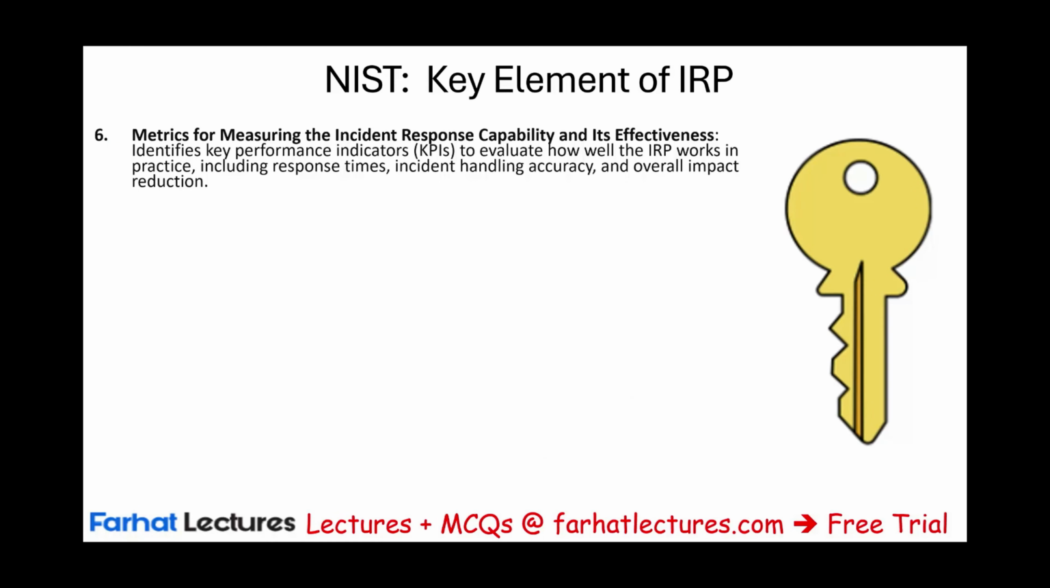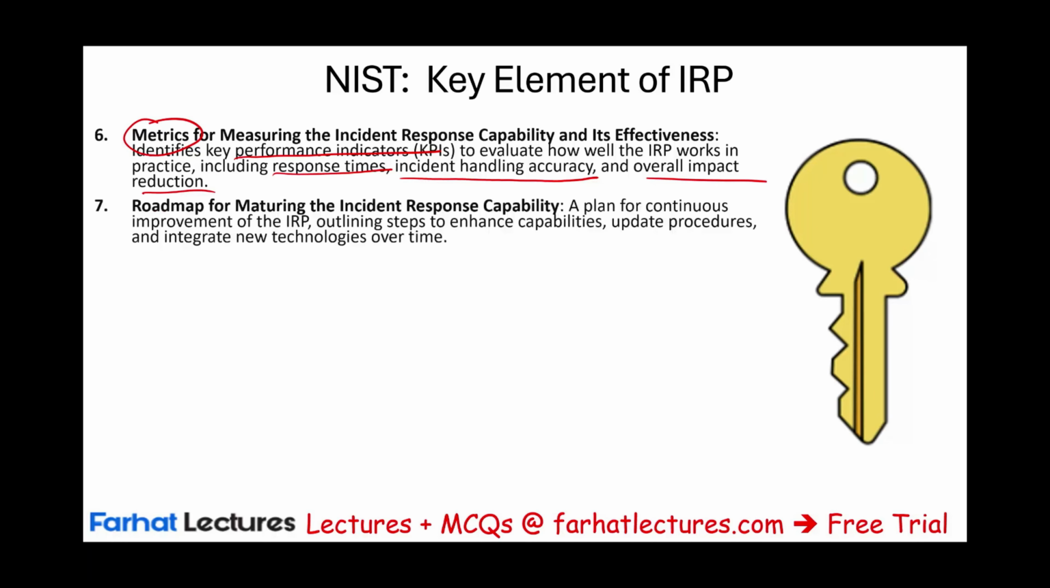Other elements: metrics for measurement of incident response capabilities and their effectiveness. We need to know key performance indicators, KPIs, to evaluate how well the IRP works in practice. What will be some metrics? Response times, how long it took us to respond to an incident. Incident handling accuracy, how accurate were we in responding, and the overall impact reduction. And we're going to look at various metrics later on.